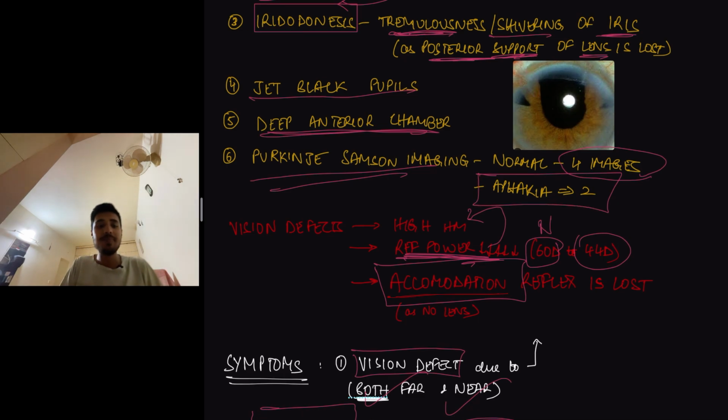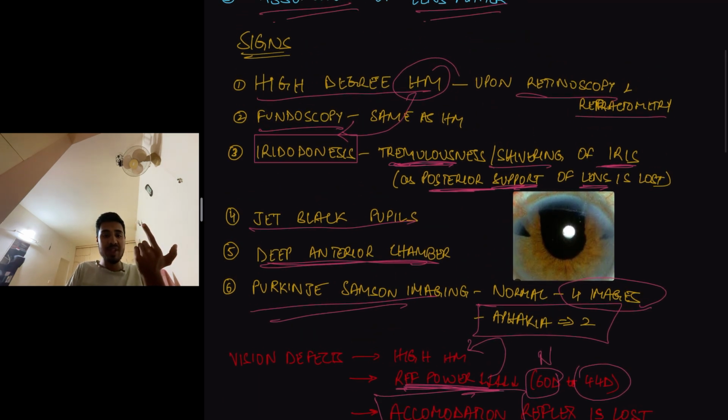So what are the signs? High hypermetropia upon refractometry and retinoscopy. Fundoscopy also you will see hypermetropic changes. Iridodonesis, jet black pupils, Purkinje-Sanson imaging only 2 images and a very deep anterior chamber.